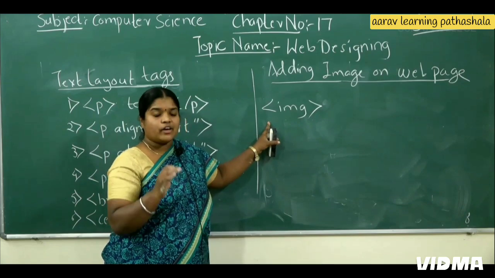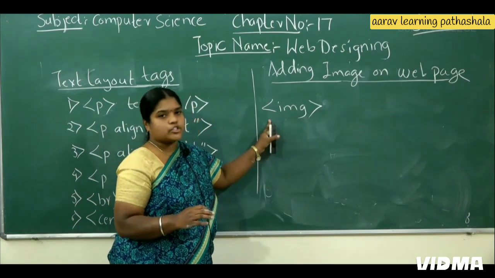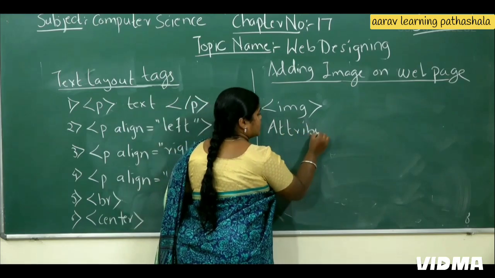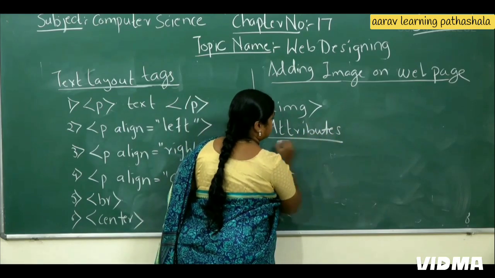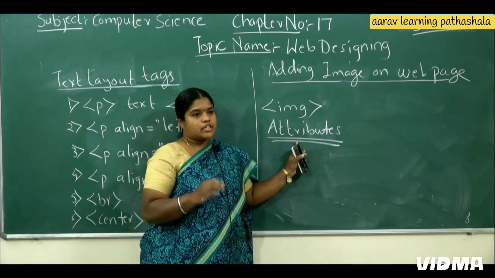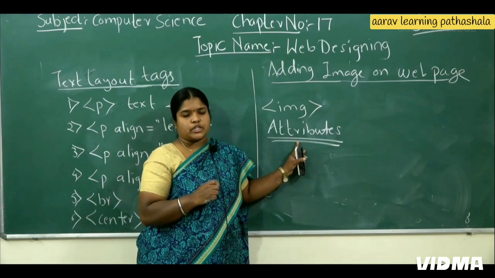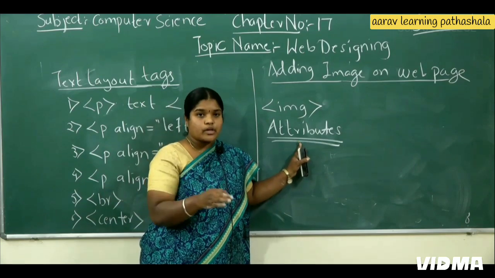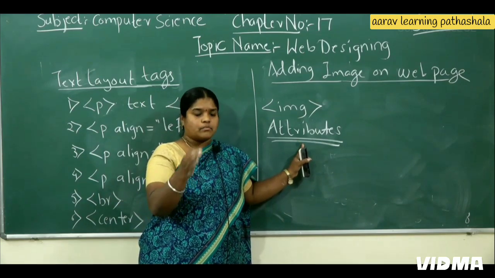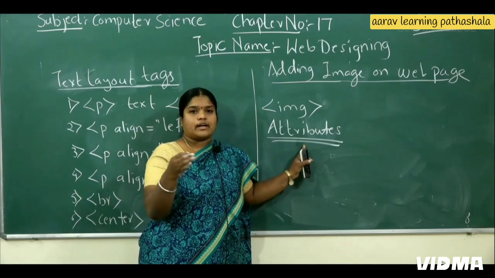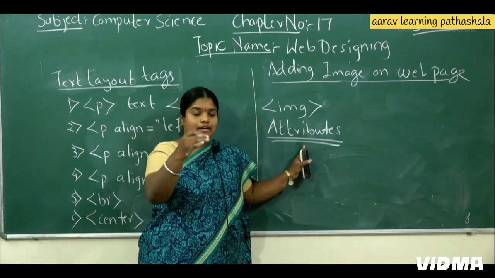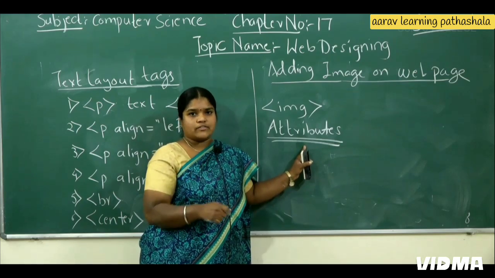With img we are going to use some of the attributes of img tag. Let's see what are the different attributes of img tag. Attributes. First of all, what do you mean by attribute? Suppose I want to store students' information. If I want to store students' information, what are the different details I can store? I can store student number, student name, his contact number, his address, what are his combinations, and so on. So that is how I am storing students' information.